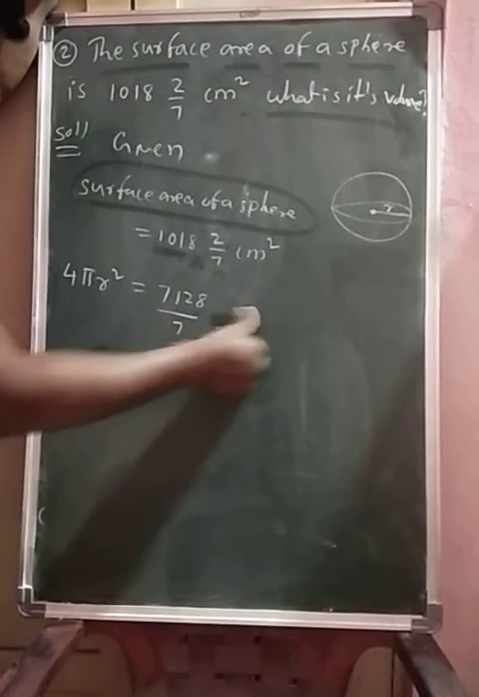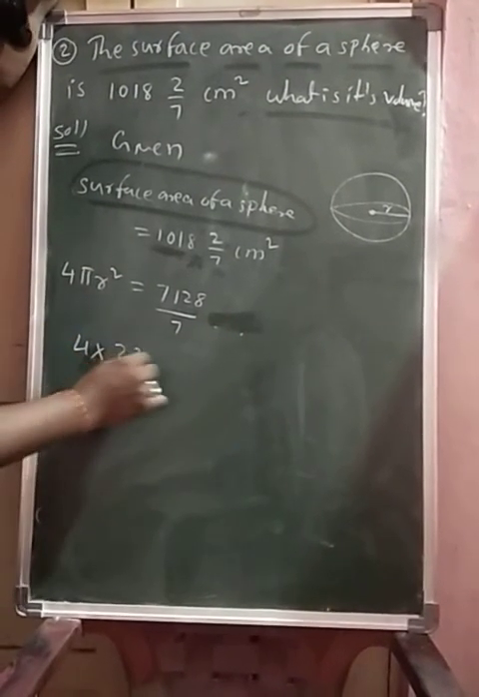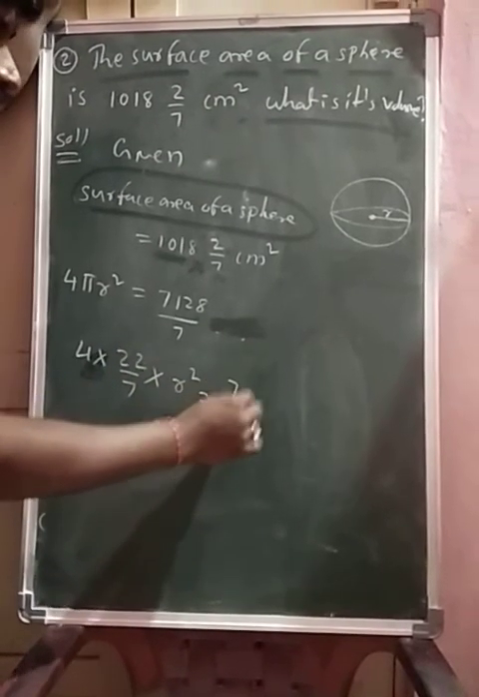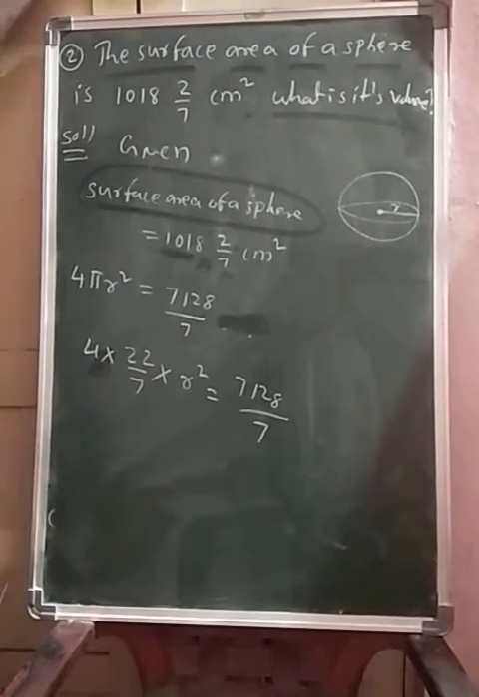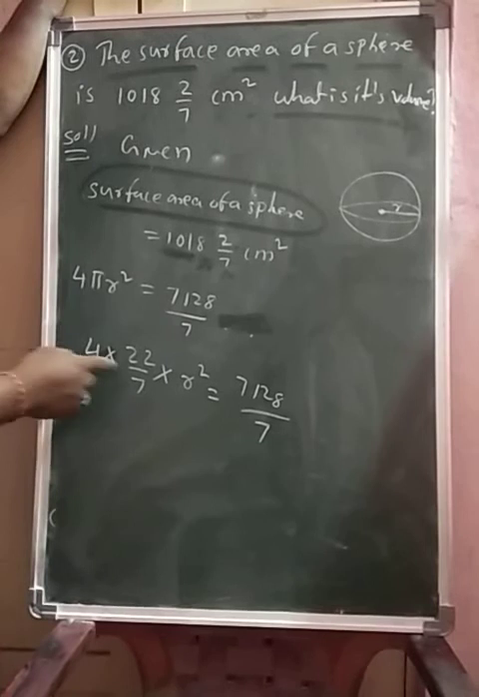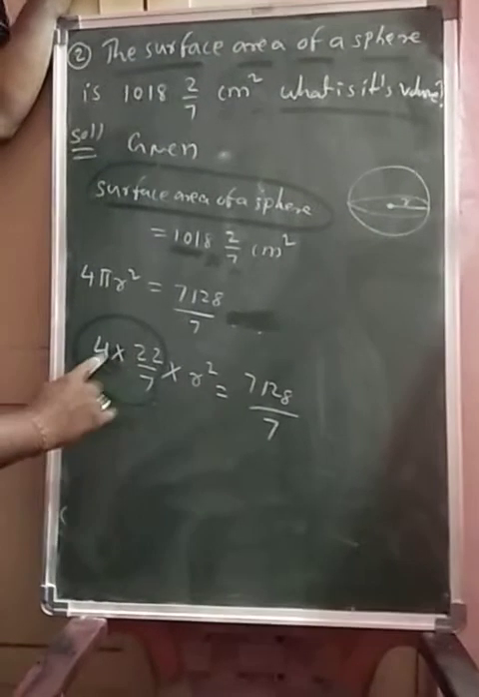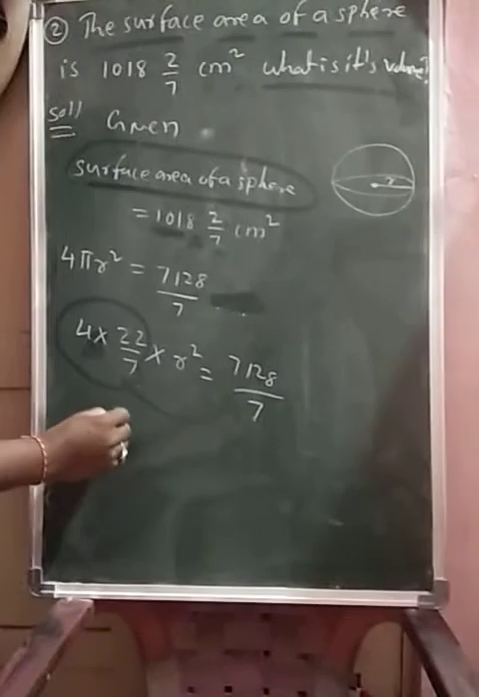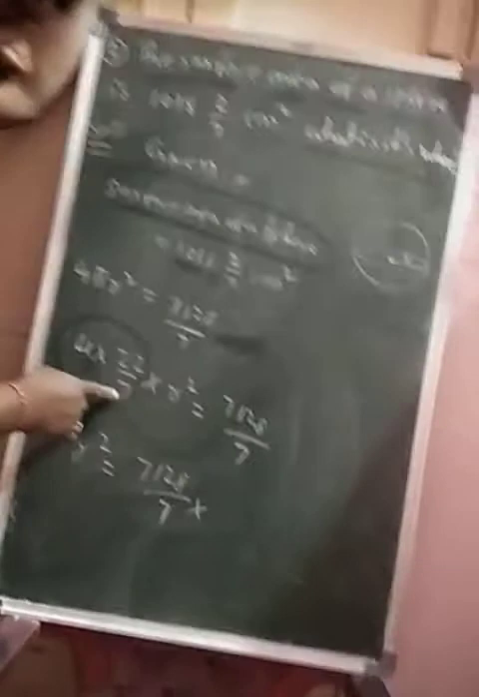Now 4 into pi means 22 by 7 into r square is equals to 7128 by 7. Now clearly what I am doing here, transposing 4 into 22 by 7 to RHS side. Then what happened? R square is equals to 7128 by 7 into 22 by 7.